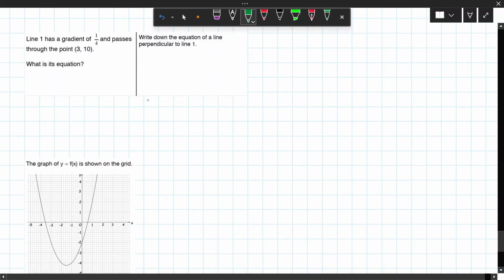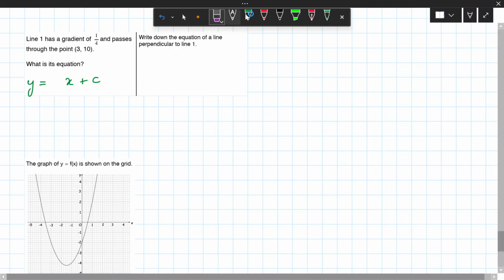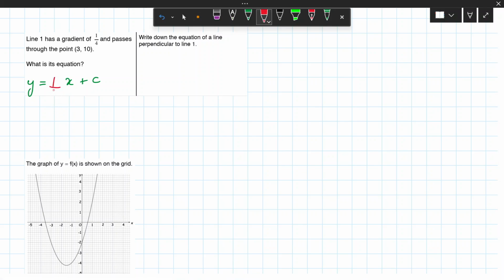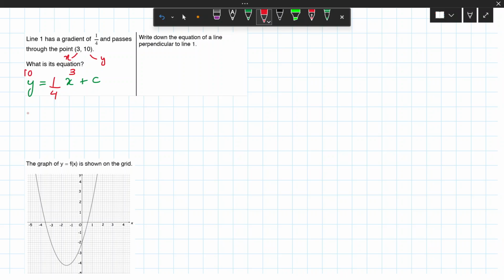Number 3 is a question on lines. So line 1 has a gradient, passes through the point. What is the equation? So pretty obvious. We start with y equals mx plus c. We know the gradient is 1/4, so we can replace that with 1/4. We know the point, so this is x and that is y, which means we're going to replace y with 10. We're going to replace x with 3. So we now have 10 is equal to 3/4 plus c.